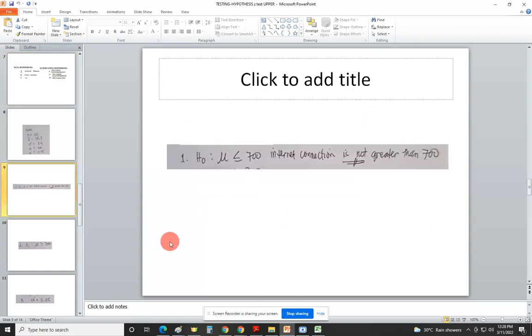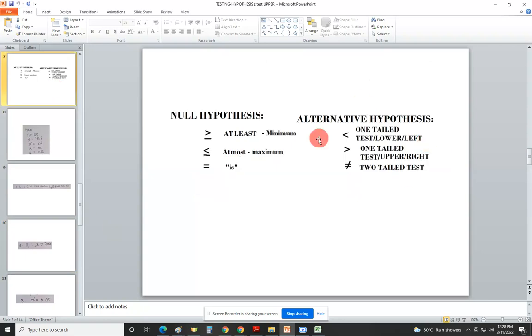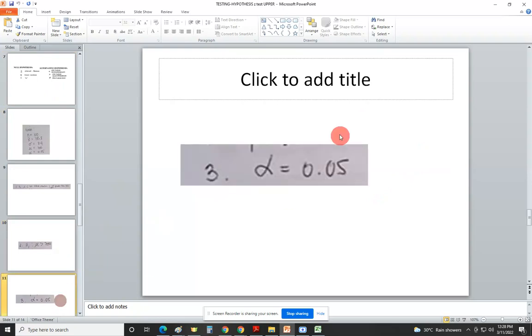Let's analyze. Kapag nilagay ko yung mu is greater than 700, nakita ba, class? If I will change this to mu is greater than 700, wala tayong choice but to put the opposite here, which is mu less than or equal to 700. Again, bawal tayo maglagay ng equal sign sa alternative hypothesis. I hope that's clear, class, no? Ito lang yung pwede natin ilagay. Less than, greater than, not equal. I hope that's clear. Okay, number 3, just state your alpha, which is 0.05.